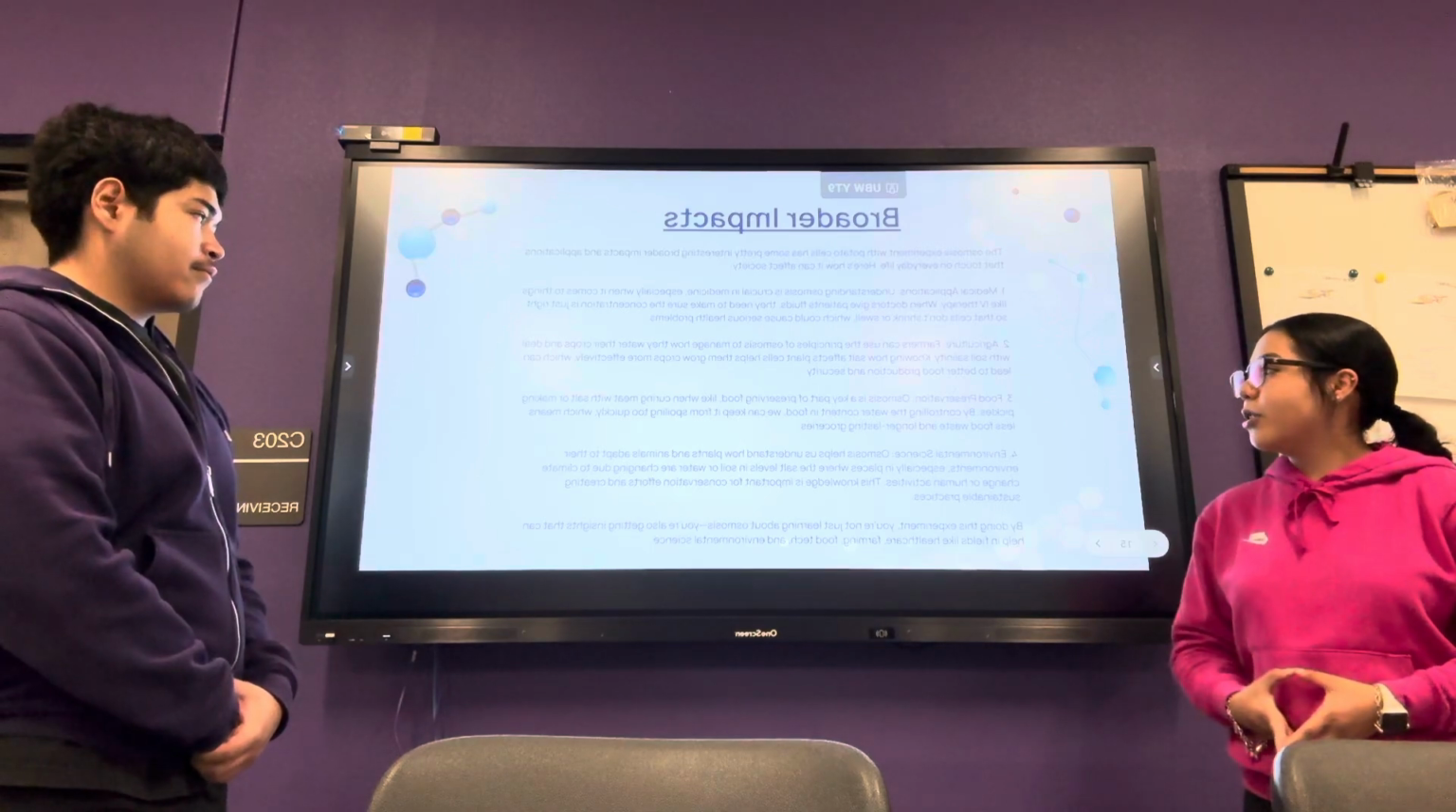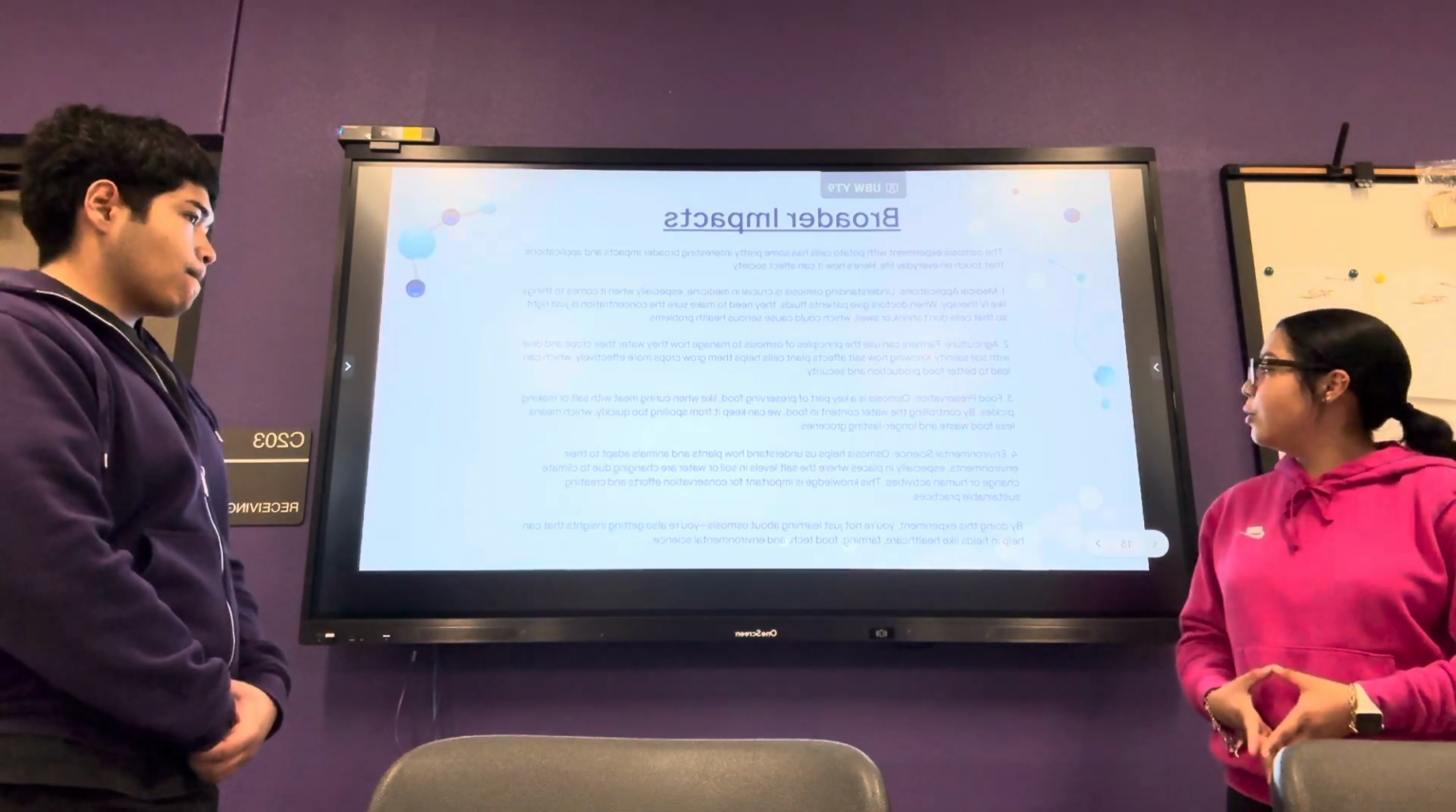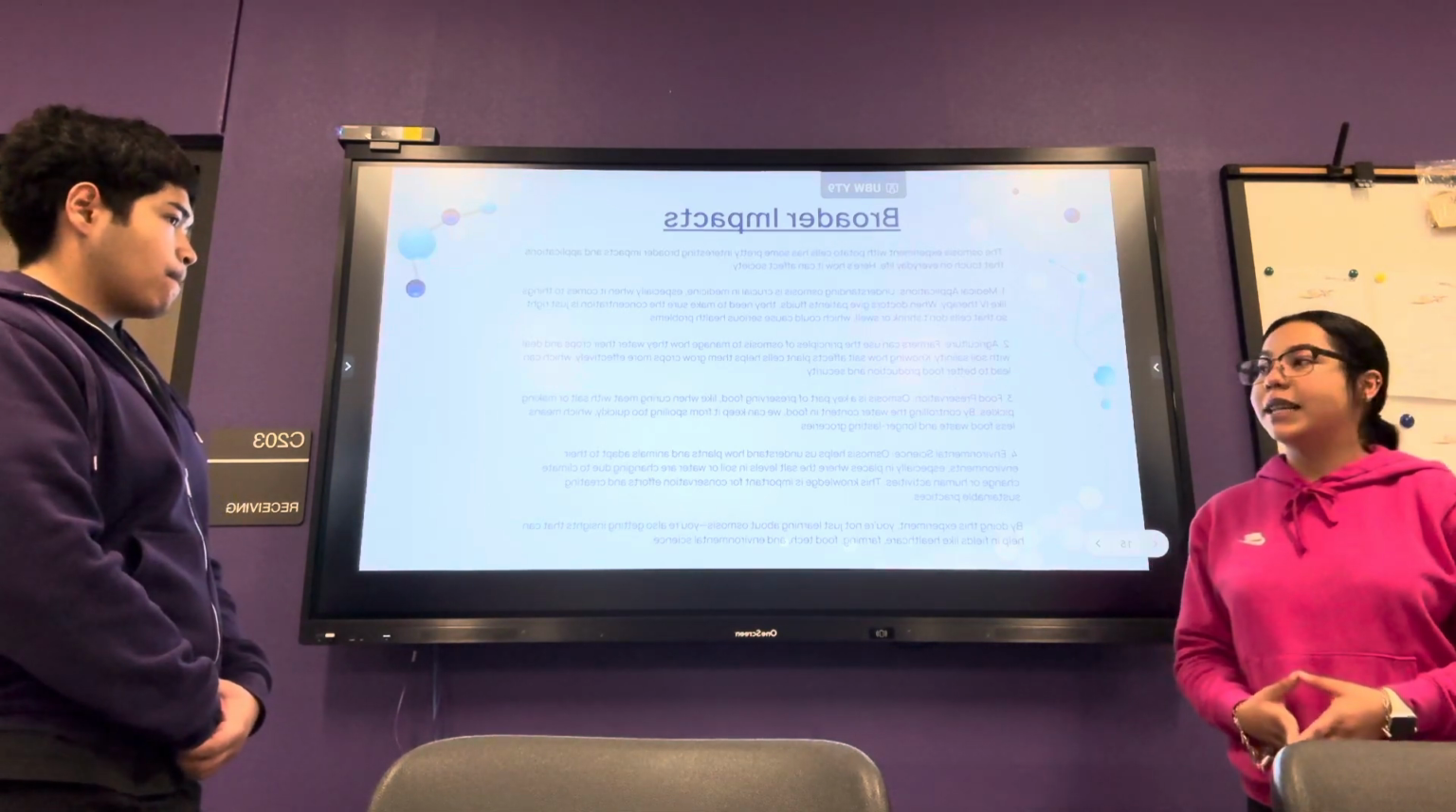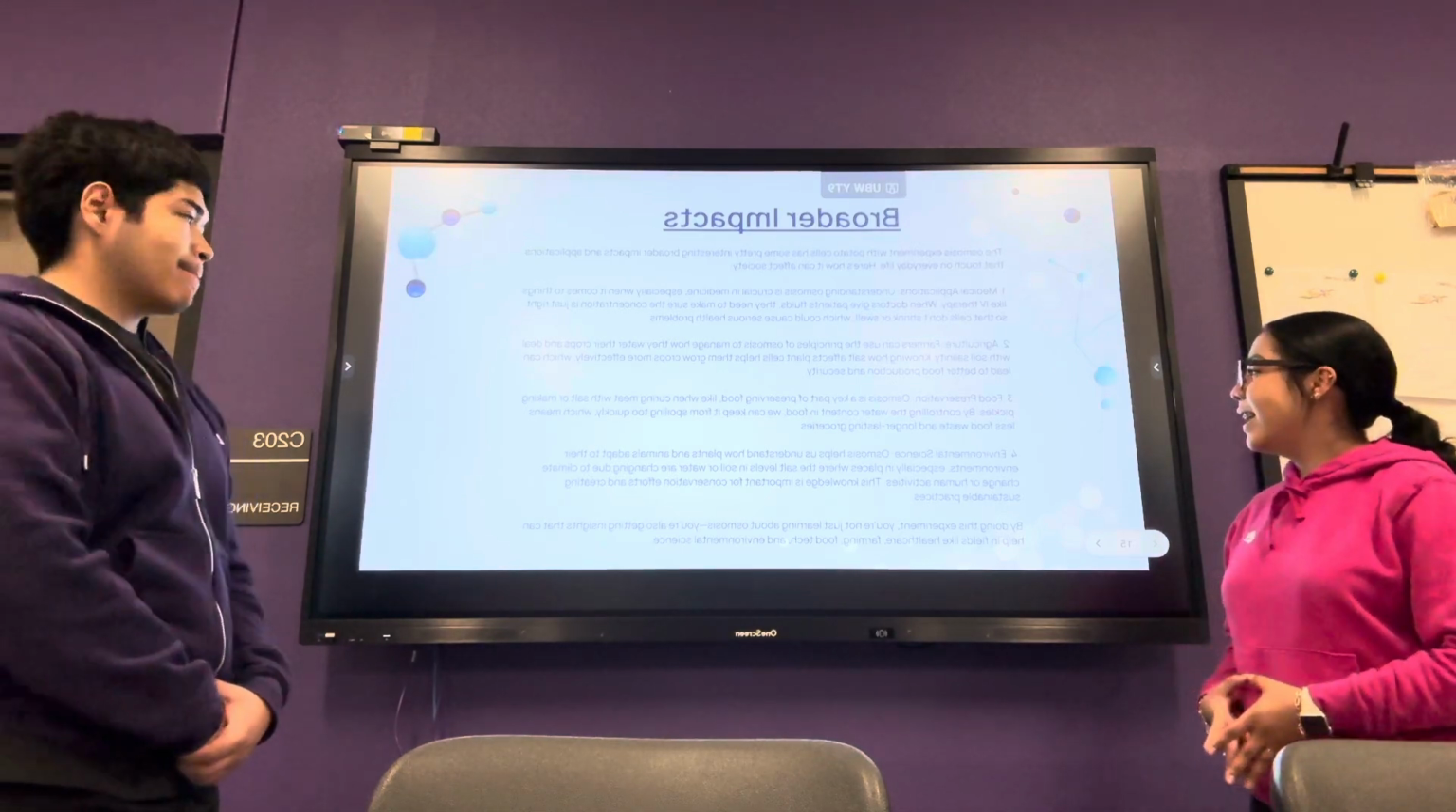Food preservation. Osmosis is a key part of preserving food, like when curing meat with salt or making pickles. By controlling the water content in food, we can keep it from spoiling too quickly, which means less food waste and longer lasting groceries.